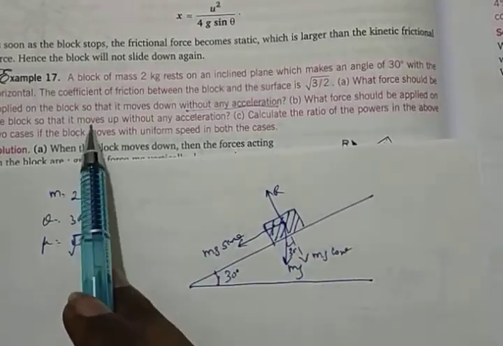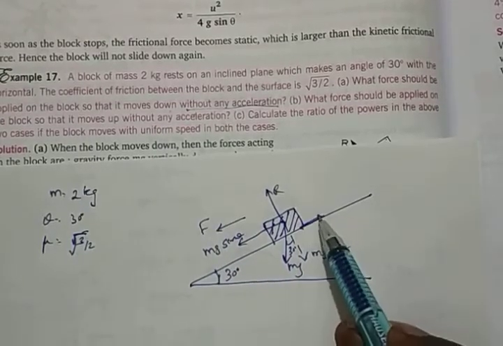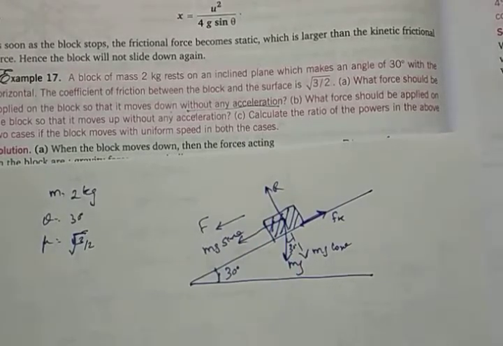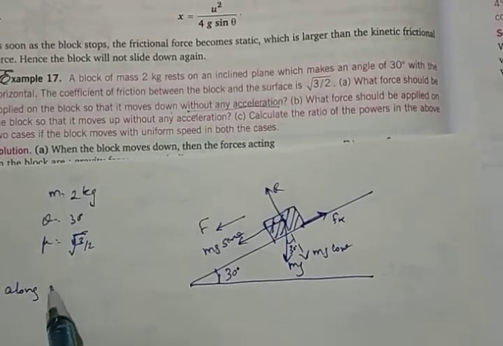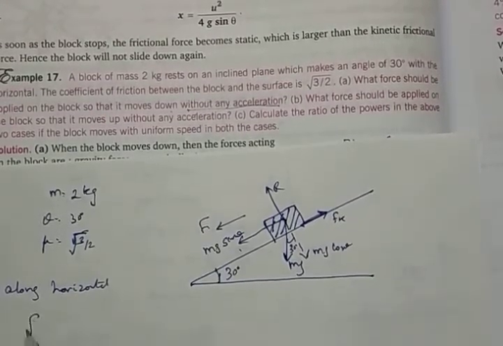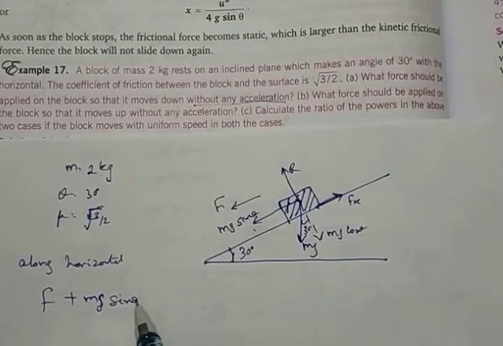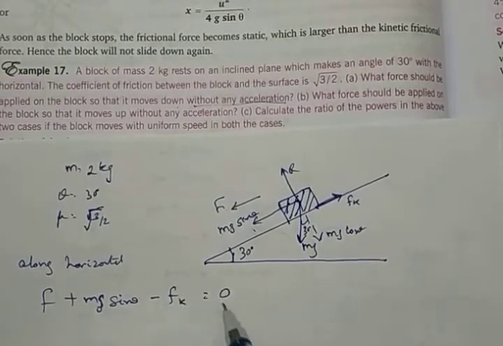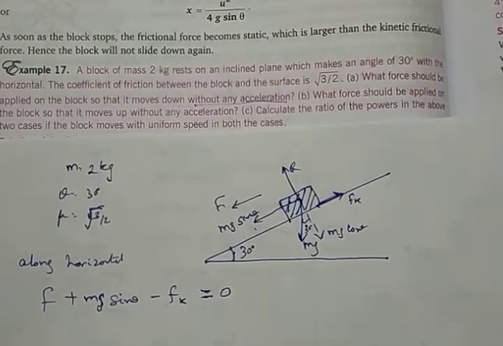Now what is given here? What force should be applied on the block so that it moves down? The force also acts in this direction, and the frictional force will be acting upwards. But without any acceleration, you just apply a force but without acceleration. That means along the incline, these two are added: F plus mg sin theta, minus Fk, is going to be equal to 0. The final net acceleration is 0. This is the external force which will be applied here.